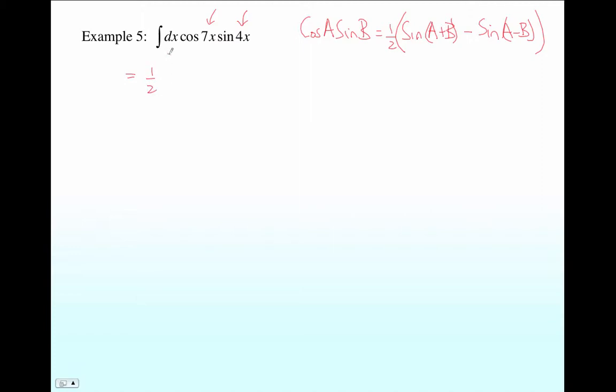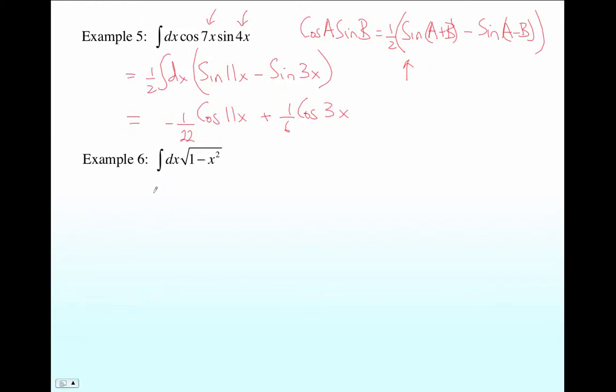Anyway, let's write this as half integral dx. The sum of the two will be sine 11x, and the difference will be 3x. Now, of course, you can immediately integrate this. When you integrate this, you'll get cosine, actually minus cosine, so it's minus 1 over 22 cosine of 11x, and here we'll get 1 over 6 cosine of 3x. So that was very simple, and it was made simple because we recognized immediately that it is this formula which is to be used.